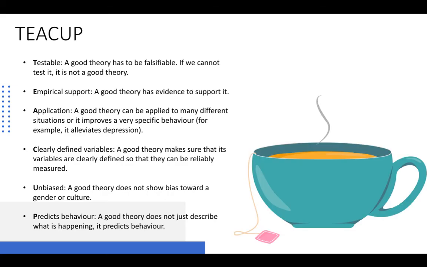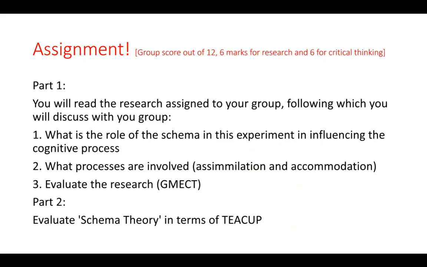Okay, what you're going to do next is an assignment. You'll be working, like I said at the beginning of this lecture, with people you usually work with in class. Okay, this is a group assignment and will be scored out of 12, 6 marks for research and 6 marks for critical thinking. I have assigned you each a research which you will read through and then discuss in your group the following questions.